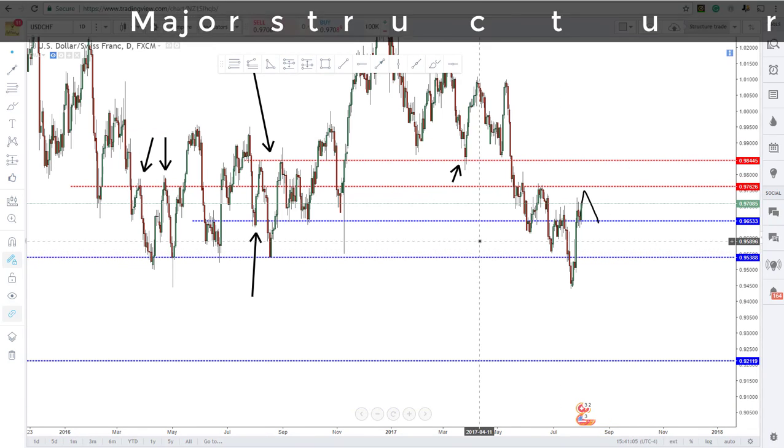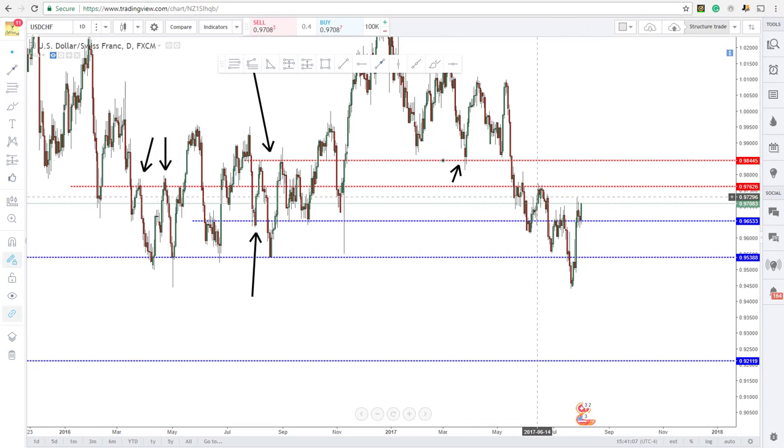So guys, those are the major levels of structure that I'll be paying attention to for trading opportunities on these three major pairs. And also in this video, I shared a few ways that I take advantage of these markets even when the market is not at one of these levels of structure, but instead in between these key levels.